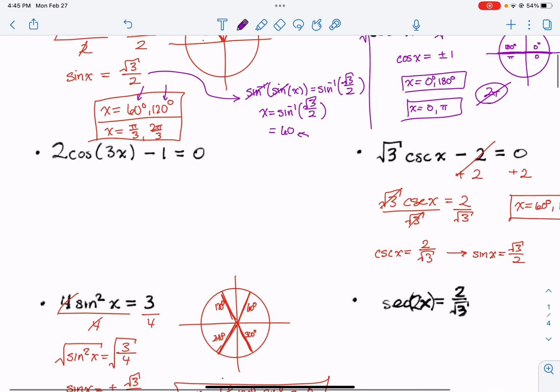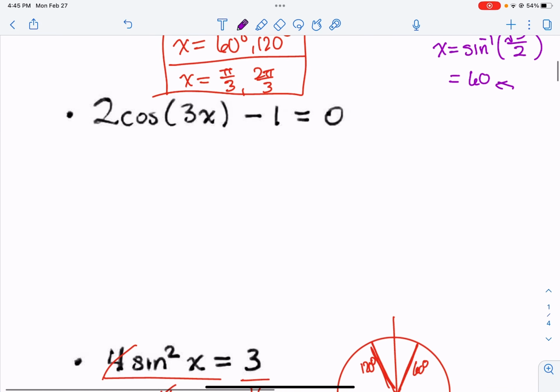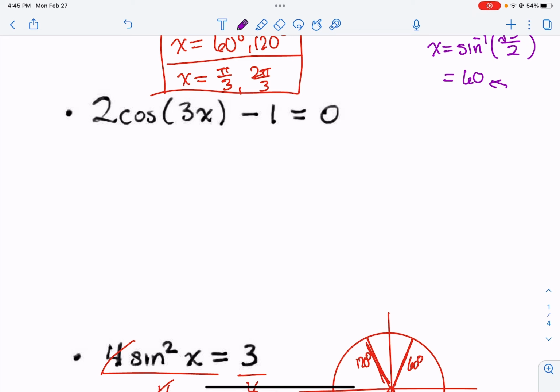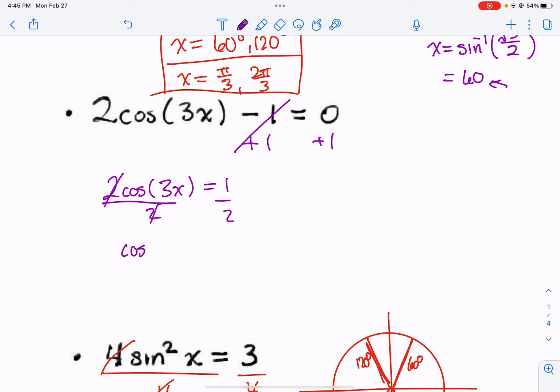Let me go ahead and go over to this one. I did this one with some of the classes, but not all of them. So again, try to solve as far as you can go. Add 1 to both sides. We have 2 cosine of 3x equals 1. Divide by 2. So we have cosine of 3x equals 1/2.